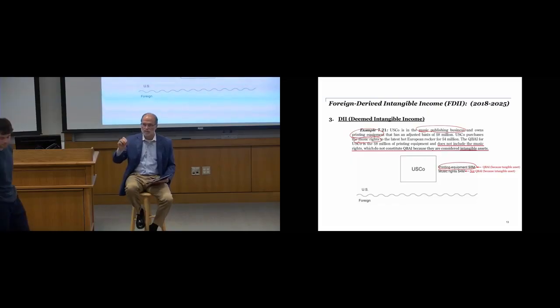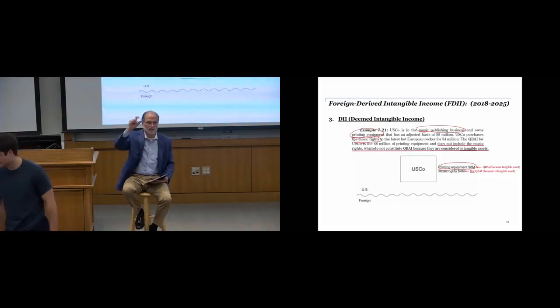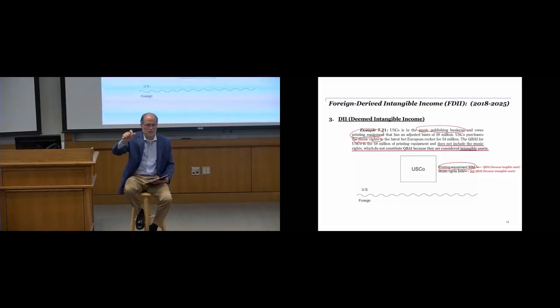So this is just saying the 10% return QBAI is tangible assets, right? So the printing equipment, yes, tangible, I can go out and touch it. The music rights for this rocker, I can't go out and touch, right? That's a contractual right, not a tangible asset. So this is just illustrating what I apply the 10% reduction to in arriving at DII.